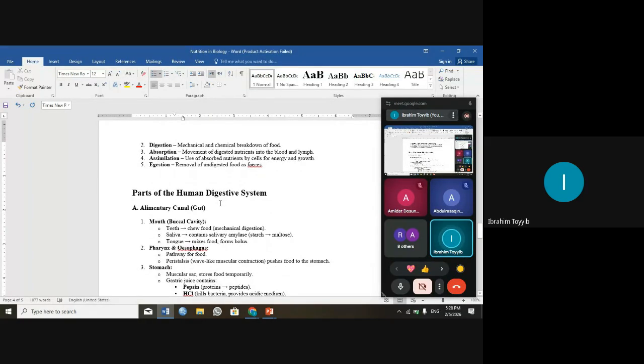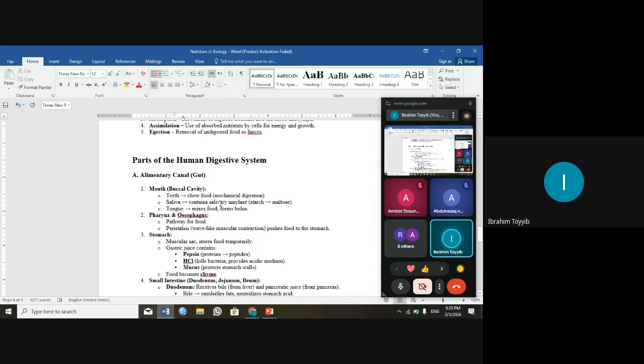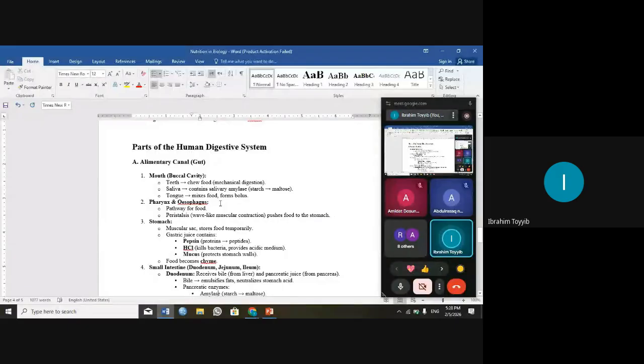So now let's look at the alimentary canal, part of the human system. The alimentary canal is called the gut. So the first one is the mouth. The mouth is called the buccal cavity. We have the teeth, the saliva, and the tongue.